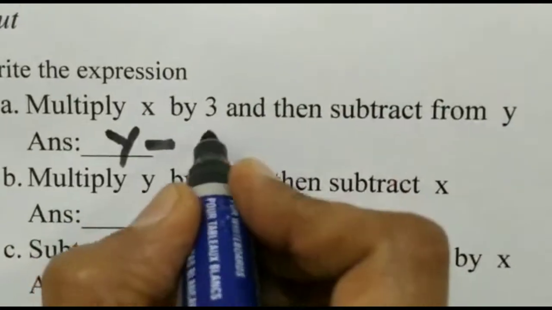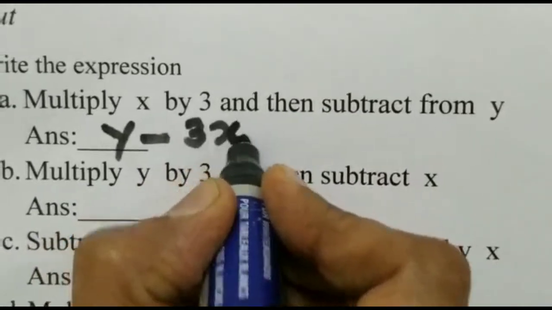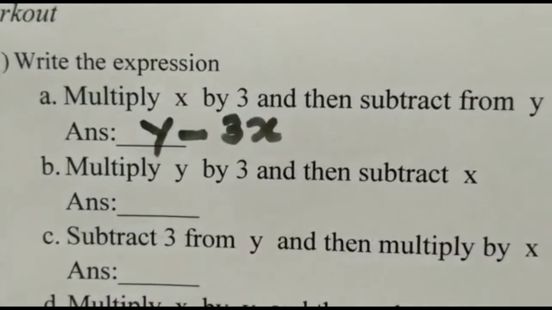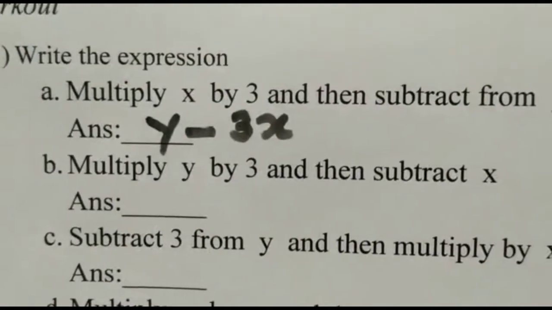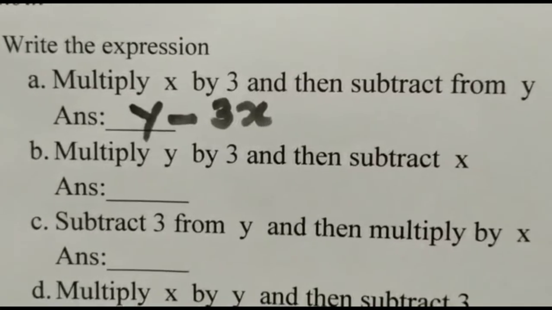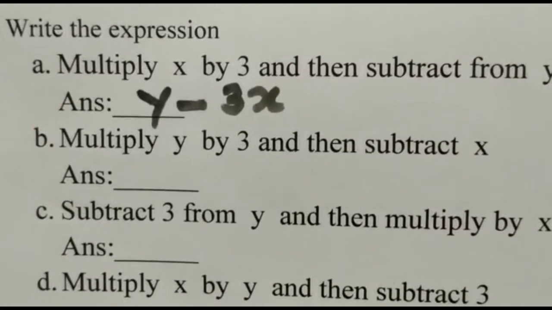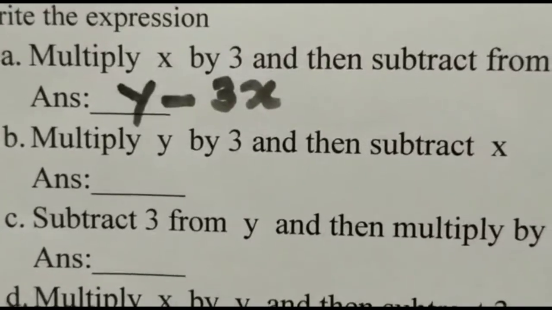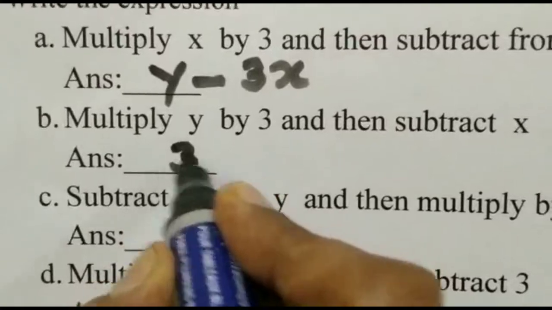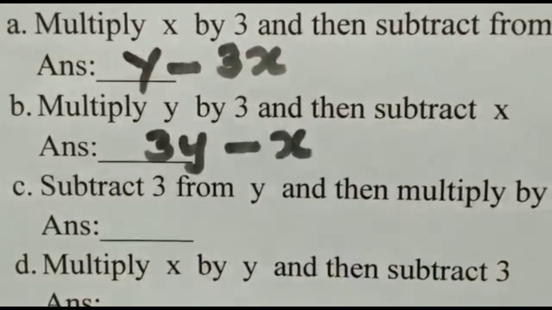Here the coefficient is 3 and the variable is x. So we must write the coefficient first and then the variable. So the answer is y minus 3x. Next example, multiply y by 3 and then subtract x. So x will be the last, subtraction at the last. Multiply by 3. The coefficient is 3 and the variable is y. 3y minus x.